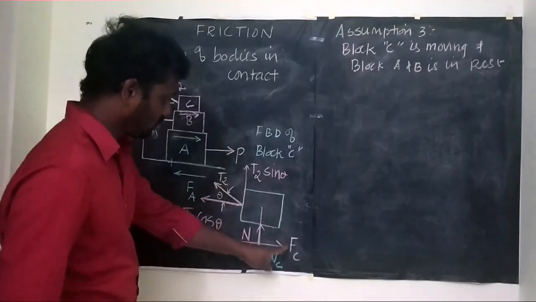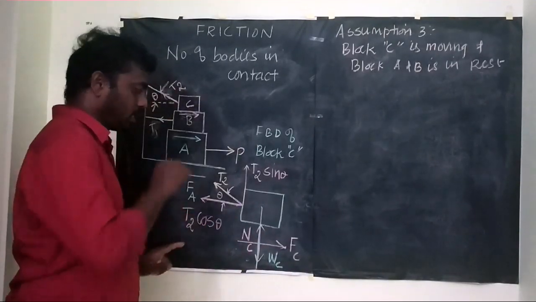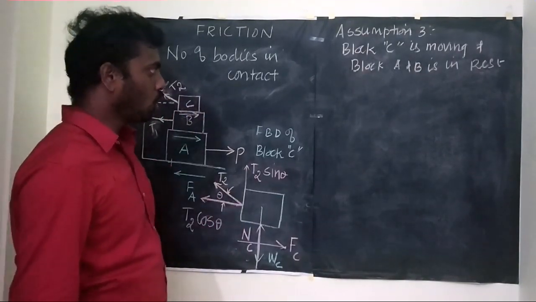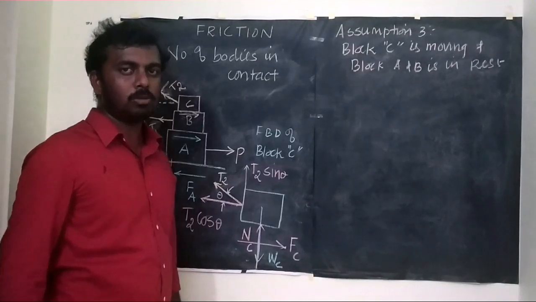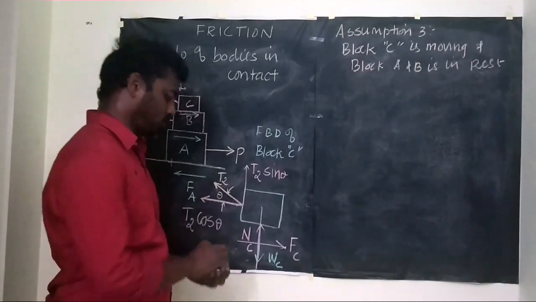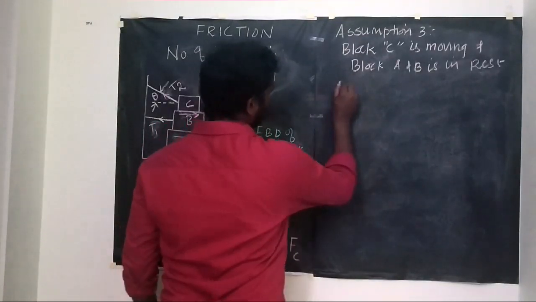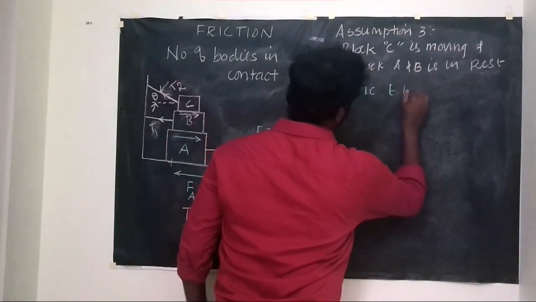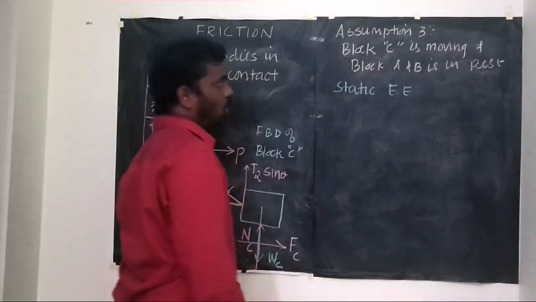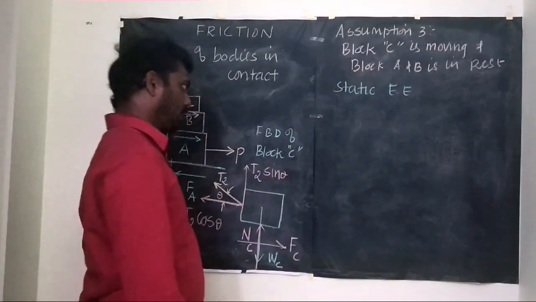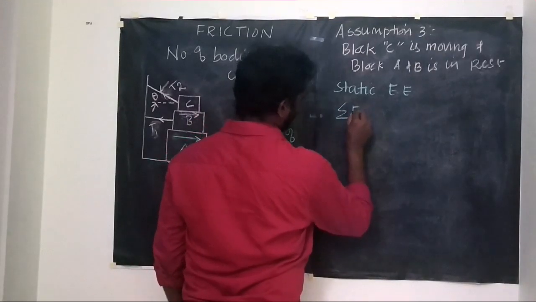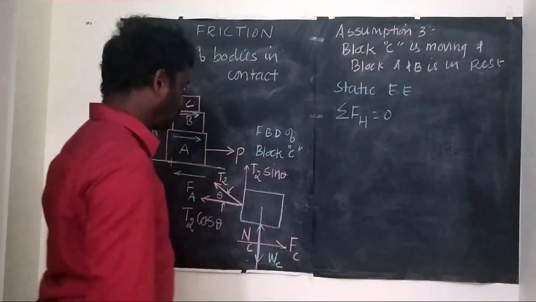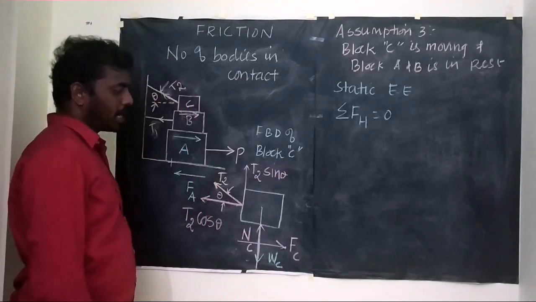Self weight WC, then NC, then FC. Okay, we mentioned all the forces acting on block C. Now I am going to use the static equilibrium equation to find the unknown values. This is used to calculate the unknown values, that is, the sum of horizontal forces acting on the system equals 0. Here, how many forces are in the horizontal direction?